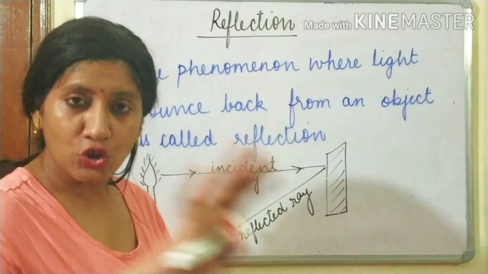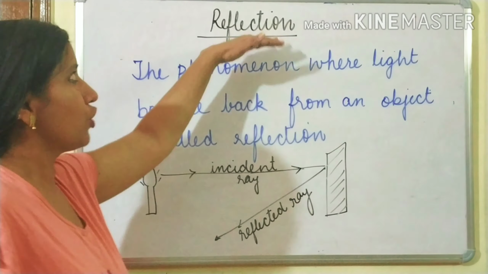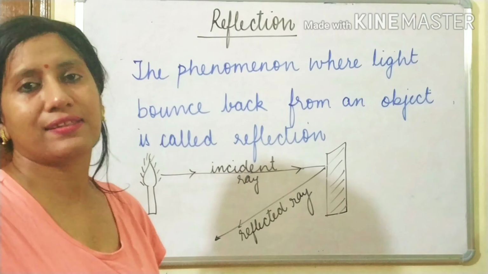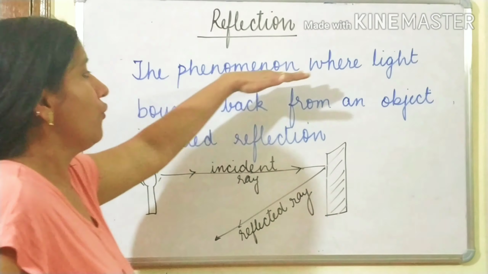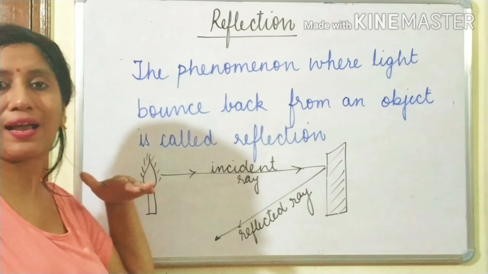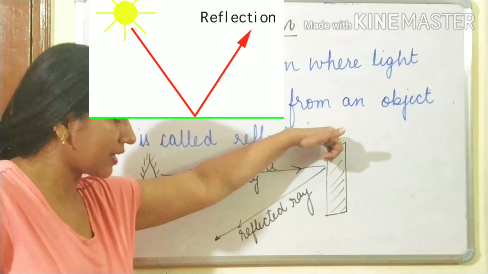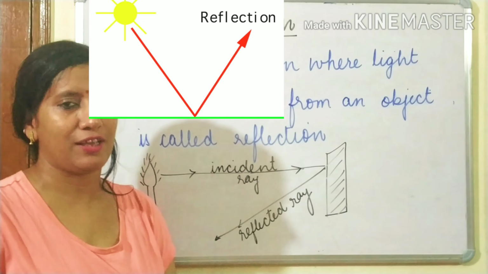So the story was, the moral was, it was a reflection. Fine. So here what we are going to learn, what is reflection? कैसे दिखता है reflection? So it is a phenomena. ये एक ऐसा process है where the light bounces back. Means पहले light source से आती है और किसी चीज से टकरा के वापस आ जाती है तभी आपको वो चीज दिखाई पड़ती है. Fine.